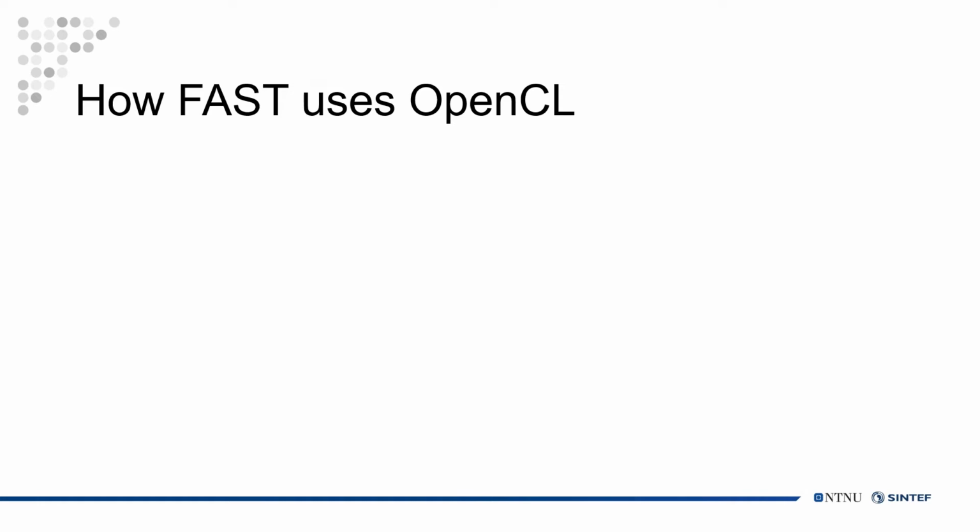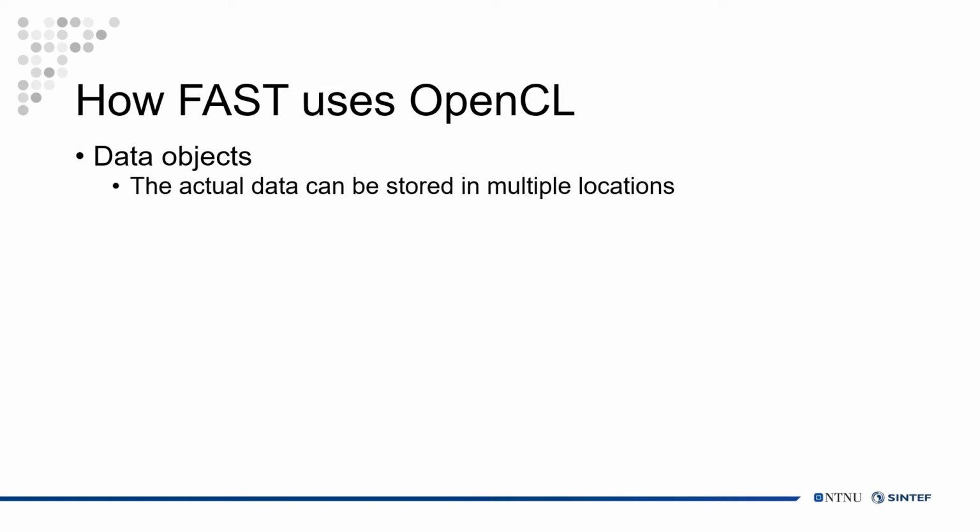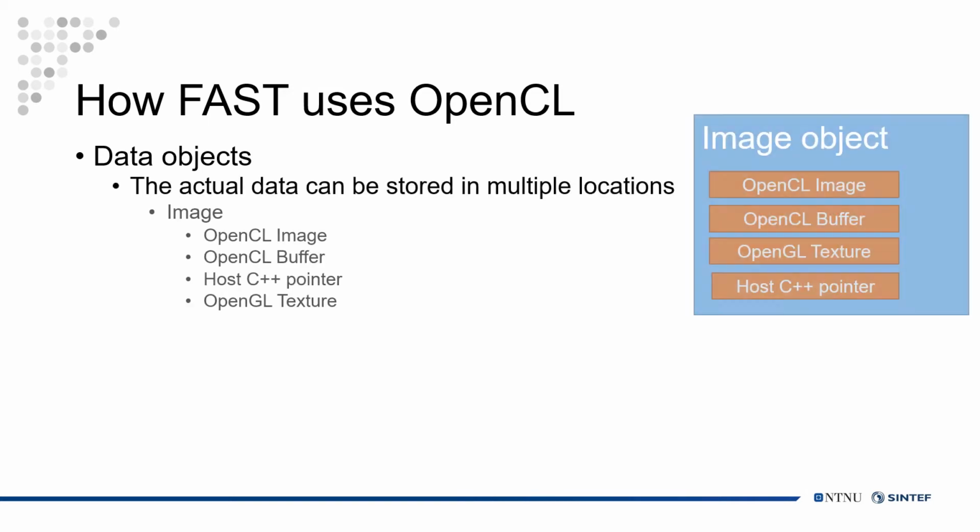Data in FAST is represented by abstract data objects, which represent some data which can be stored in multiple locations. An image, for instance, can be stored on multiple OpenCL devices, both as an OpenCL image and buffer, but also on the host as a regular pointer, and even as an OpenGL texture.